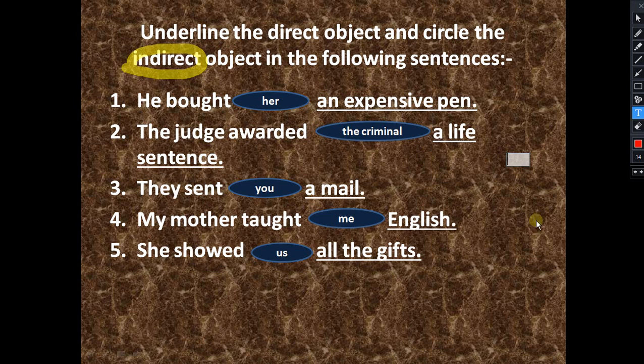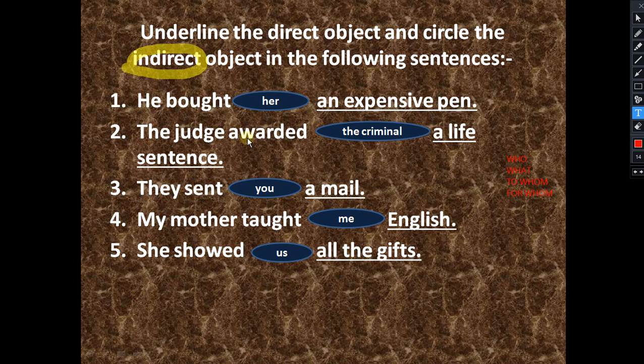Students, keep in your mind, who and what are for direct object, and to whom and for whom are for indirect object. Okay, now see, he bought to whom? Her. So to whom we have got the answer, this is our indirect object. And he bought her what? An expensive pen. This is our direct object. So that's why her I have circled and an expensive pen I have underlined.